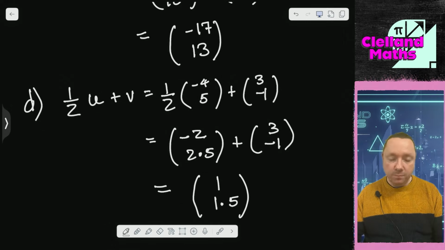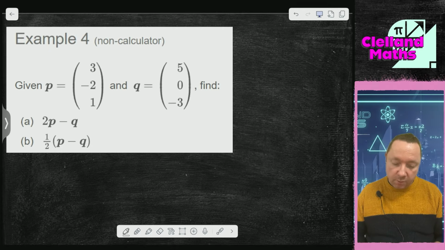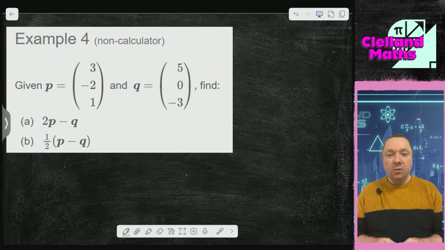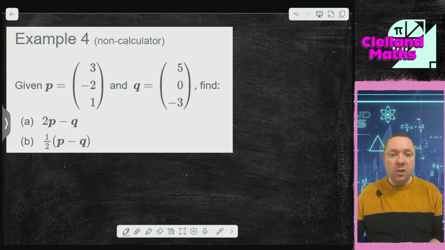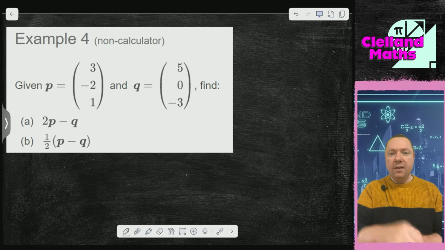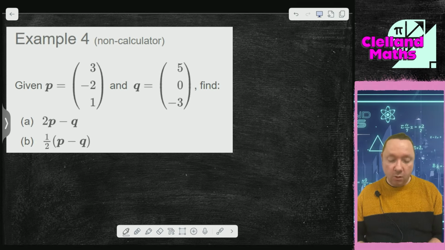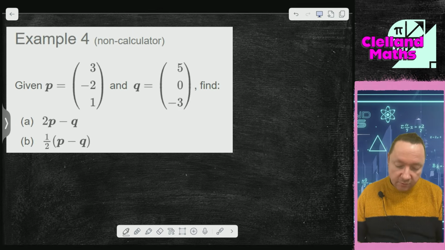And we're done there. Okay, example 4 in vectors. This time we've got P and Q, and there's 3 numbers. Vectors don't have to be 2D, because remember they are position in space. So if we draw them flat on a bit of paper, it could be 2 dimensions. But if it's just a position in space, then they could be 3 numbers, 3D coordinates. Same idea, we have to find 2p minus q and a half p minus q.